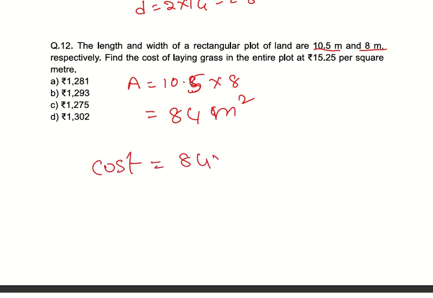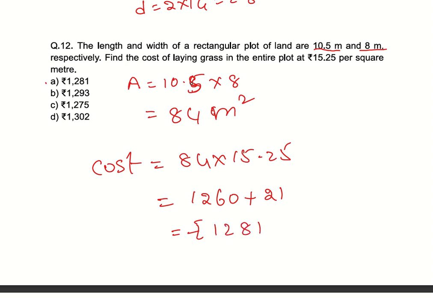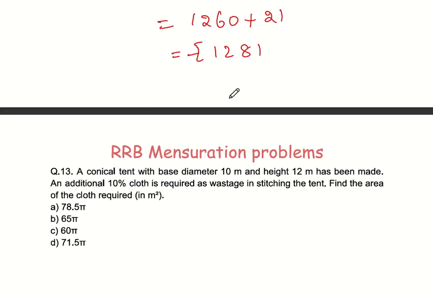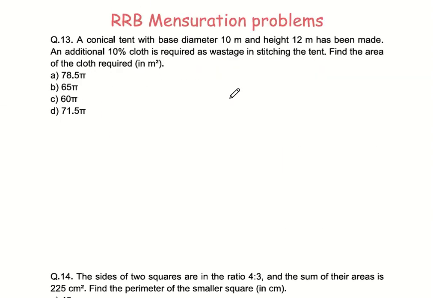Now the cost we need to find. So 84 into 15.25. What we can do is 84 fifteens, 1260, plus 84 times 0.25, which is 21. So the total is 1281 rupees. A is our answer. Now the 13th question.